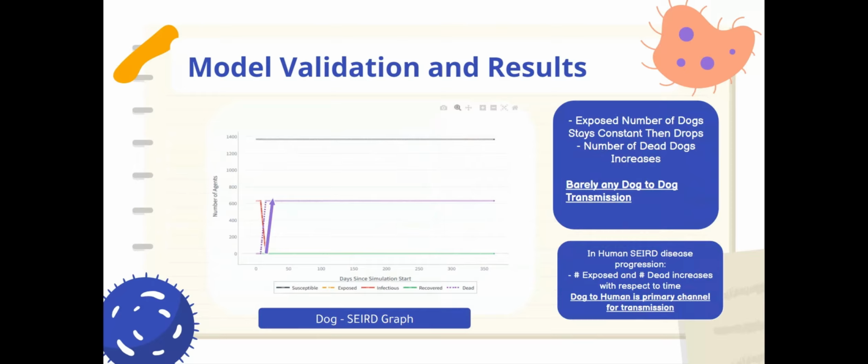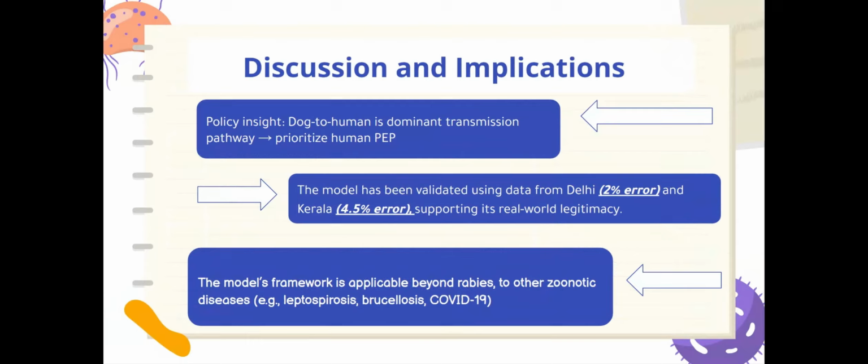Now I'm about to show you an example of a policy insight which we could extrapolate from the model. You can see a dog SEIRD graph, and we can see that the number of exposed dogs stays relatively constant at the beginning, and then the number of dead dogs rapidly increases, which means that there's barely any dog-to-dog transmission. But in the human SEIRD disease progression graphs, the number of exposed and number of dead increases with respect to time. This tells us that dog to human is a primary channel for transmission. The human SEIRD graph is not shown on the screen. From that, we get a policy insight that dog to human is a dominant transmission pathway, so we should prioritize human PEP vaccination to address that pathway.